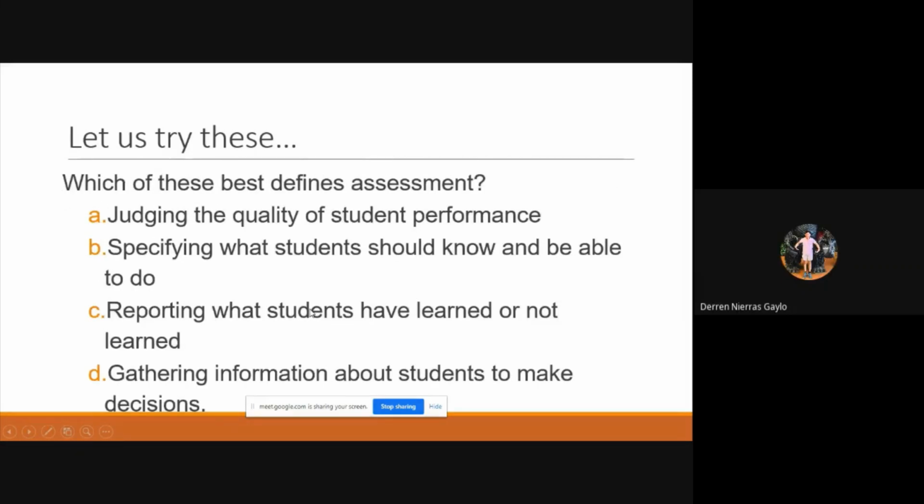How about this one? Which of these best defines assessment? Assessment is letter D. Gathering information about students to make decisions.